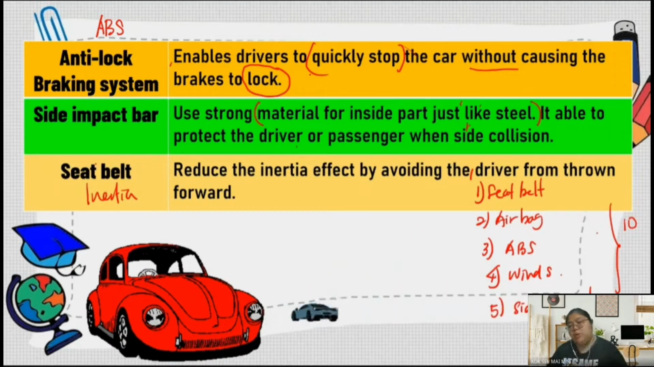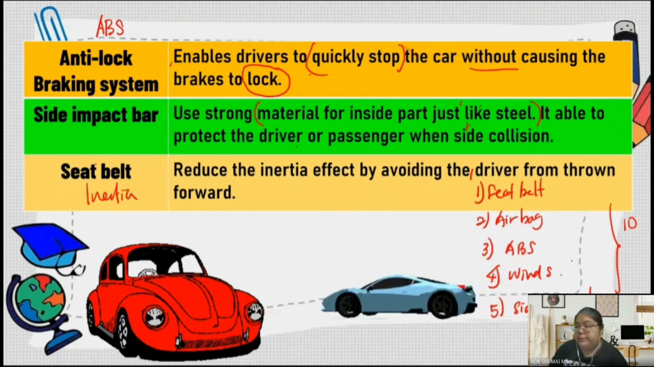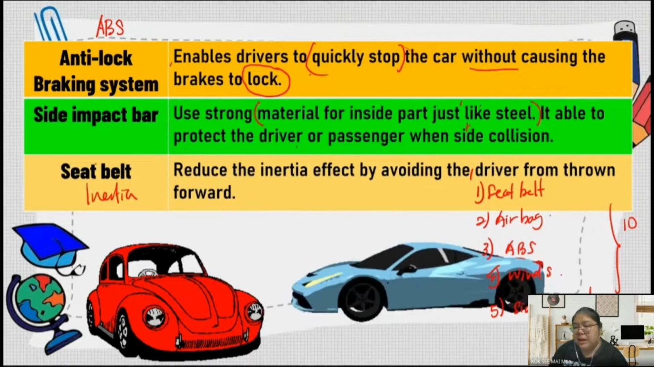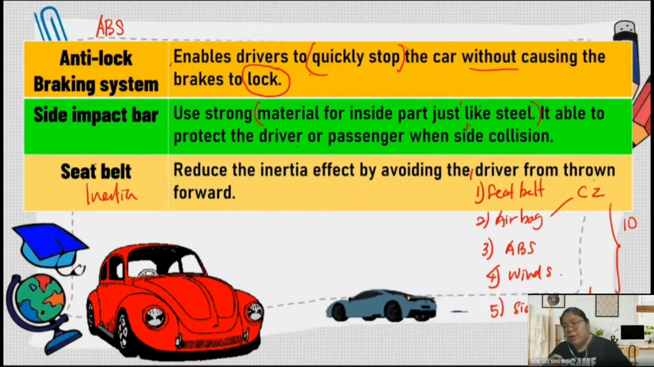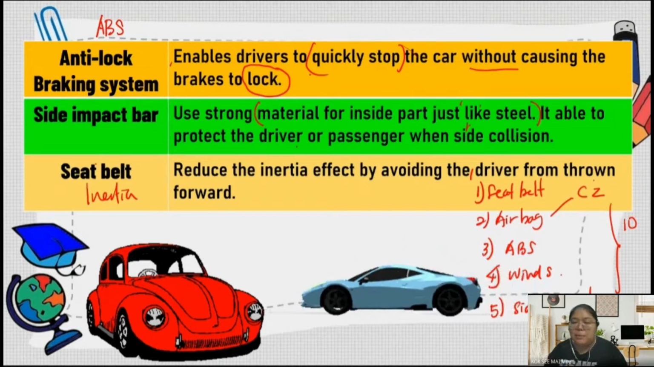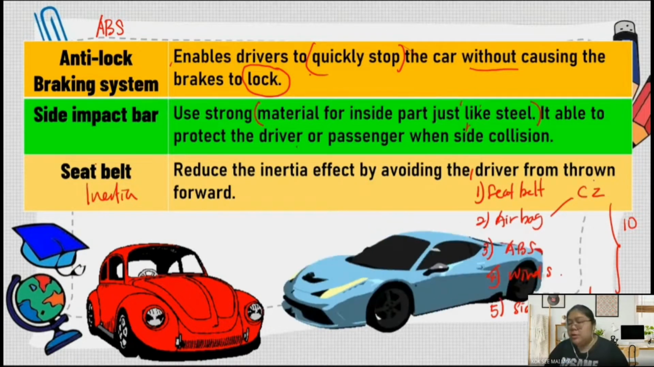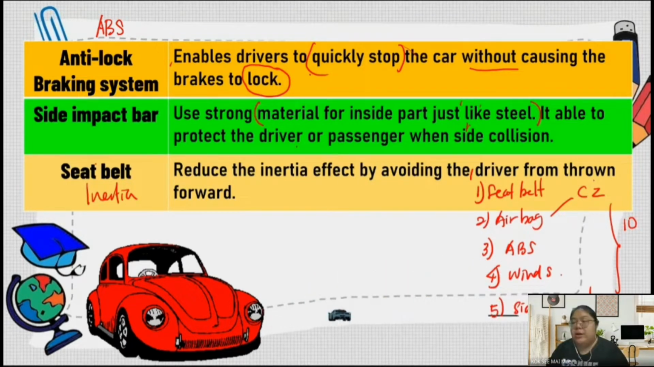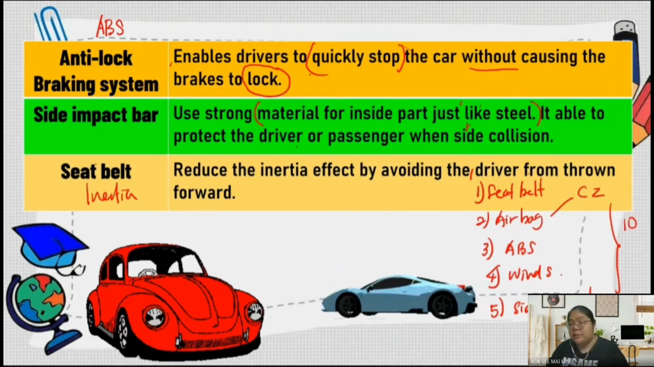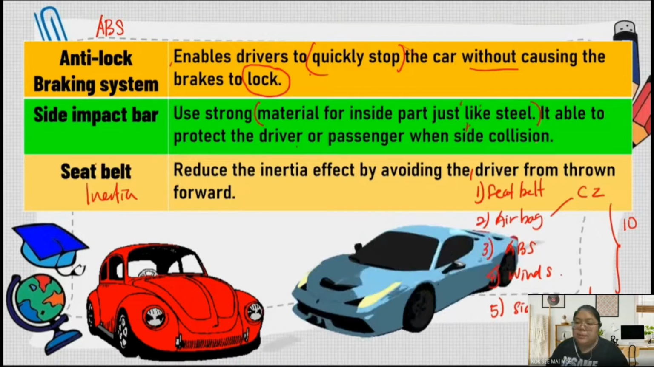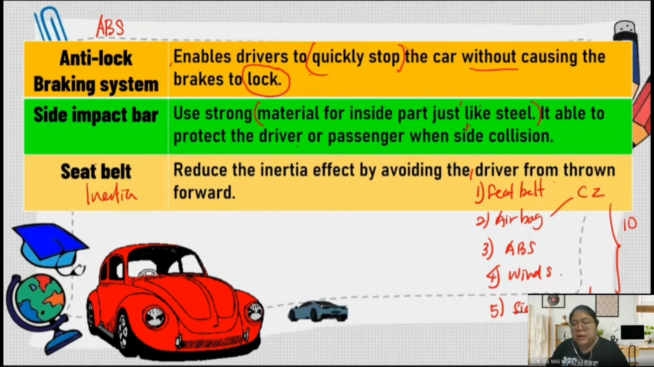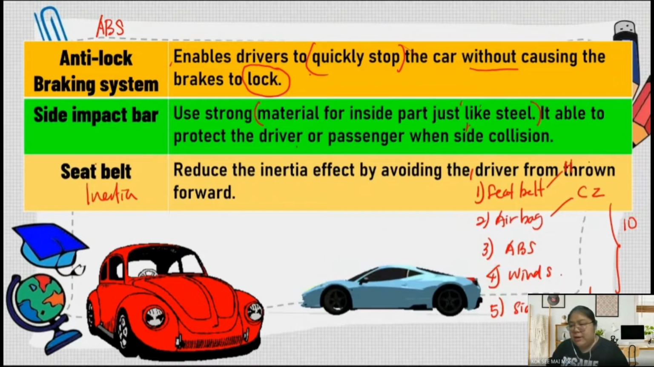So don't repeat the explanation. If you're talking about the airbag, then you're talking about the crumple zone. Sometimes you cannot think, you only think about the airbag and the crumple zone. The rest you forget already. So it's no choice, then you just write, repeat the explanation. You've got no choice. It's better than leaving it empty. So maybe the seat belt, you think about the seat belt. Another one is the headrest. The rest you forget already.